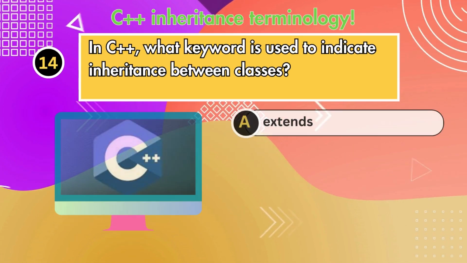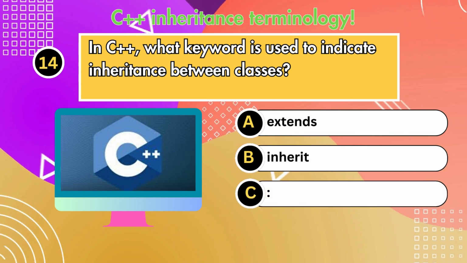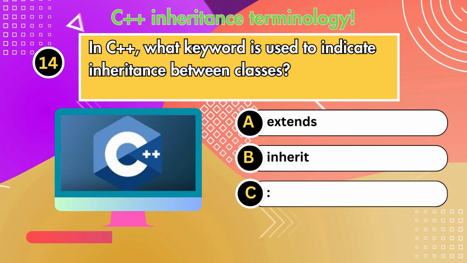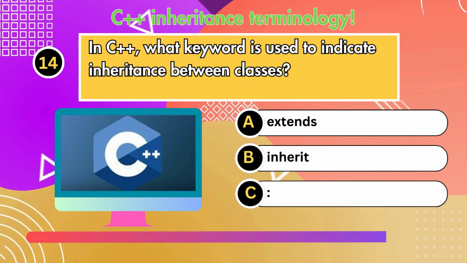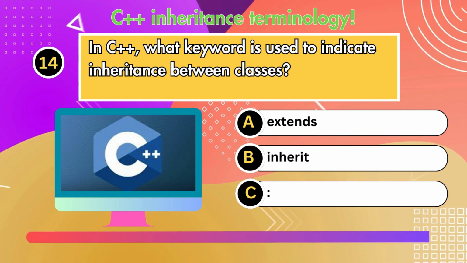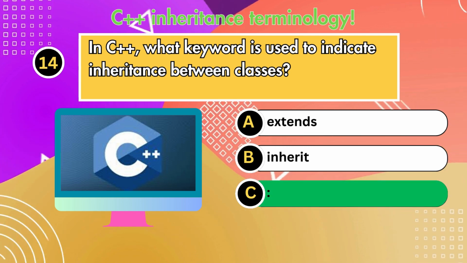In C++, what keyword is used to indicate inheritance between classes? A. Extends. B. Inherit. C. Answer is.